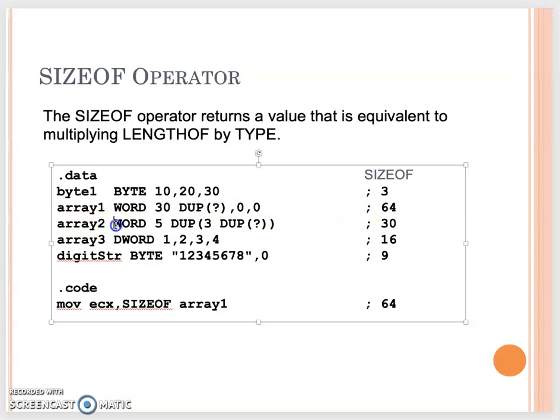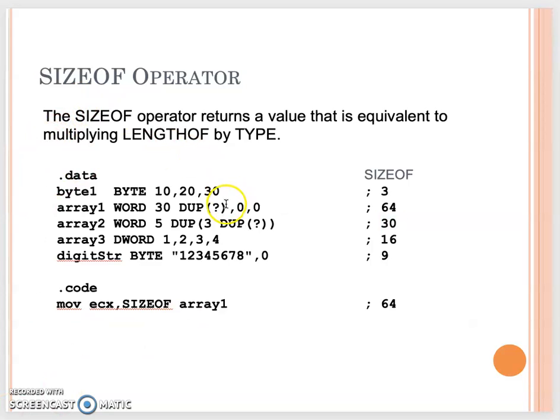So array 2, the same thing, you have word. So 5 times 3, you have 15 elements, times each one is 2. So in total you have 30 for the size of. So that will be the difference between the size of and the length of.